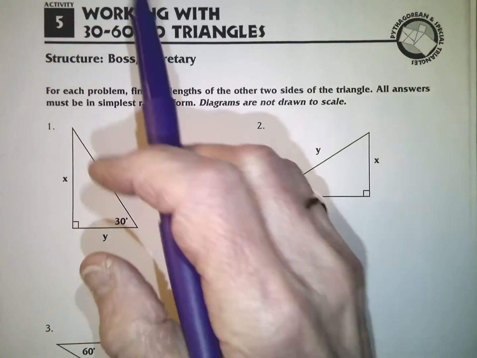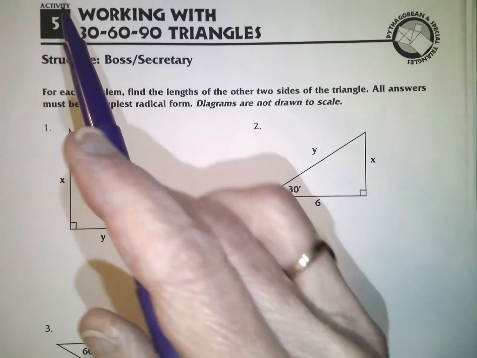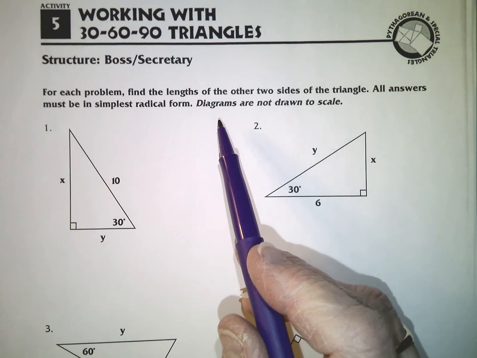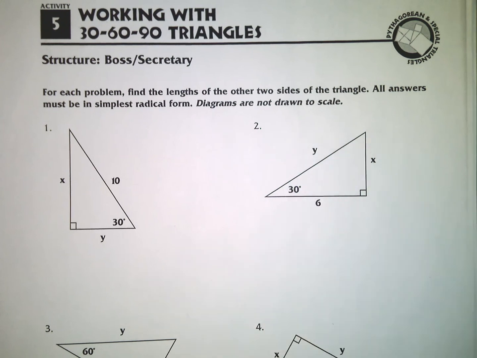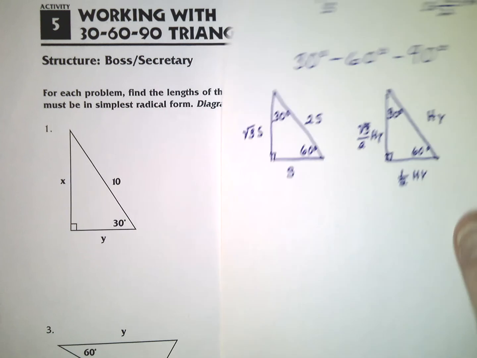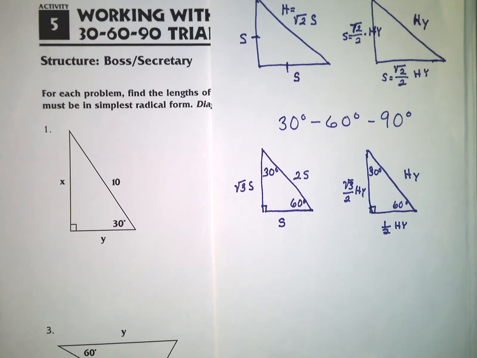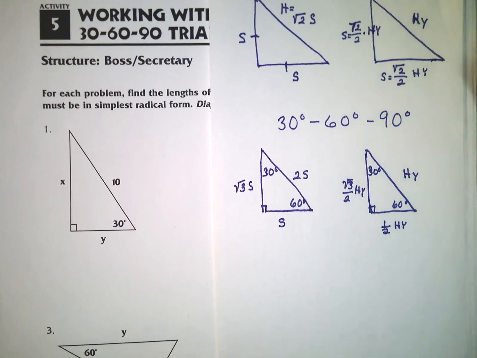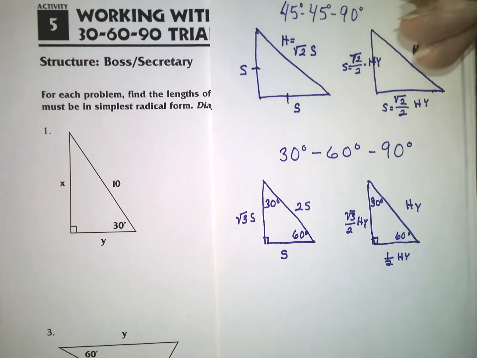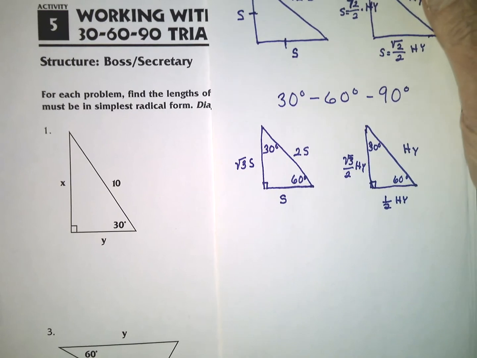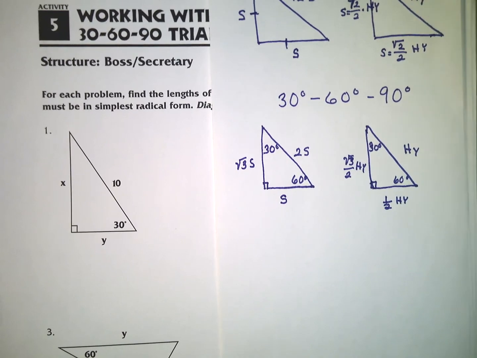Now let's try some from the Activity 5 worksheet with the 30, 60, 90-degree triangles. And when they say the diagrams are not drawn to scale, they are not kidding on this worksheet. I'm a little upset with them, but they have nice big triangles here. So this time, we're not going to be using the formulas for 45, 45, 90. We're going to be using the pictures for the 30, 60, 90.